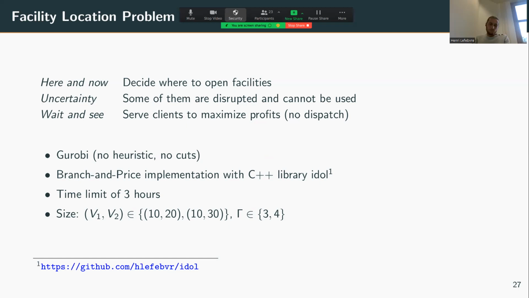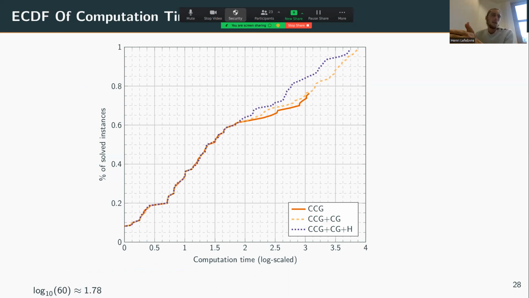And here is the result that we obtained. So this is the ECDF, the empirical cumulative distribution function of computation time over our test set. You have in orange the standard column and constraint generation algorithm, and this is a log scaled figure. So you indeed have this shape that I showed you at the beginning of the talk. We just use log scale to actually see something. And you can see that the CCG can solve, let's say, roughly 80% of the instances. And after that, it just cannot solve anything.